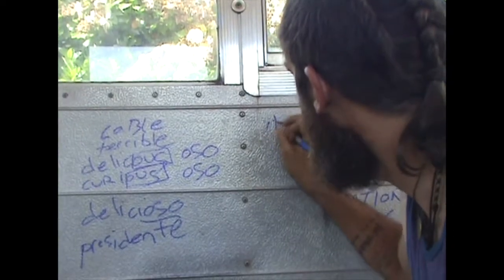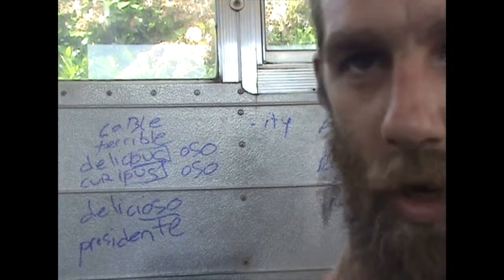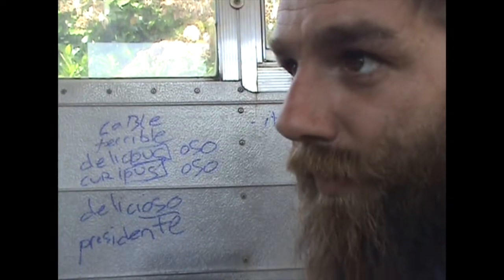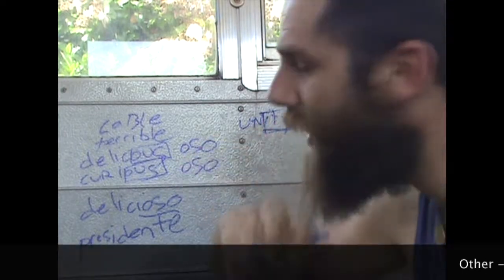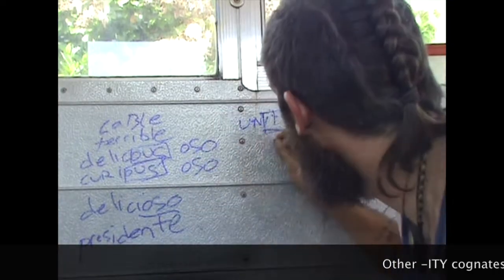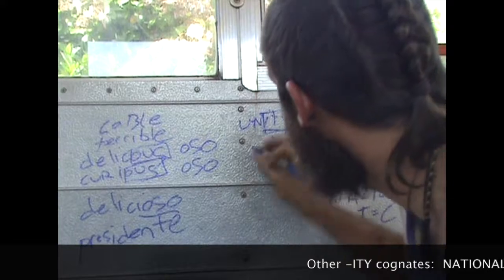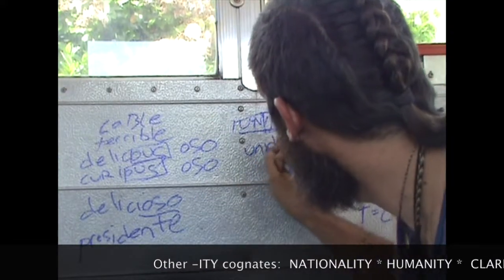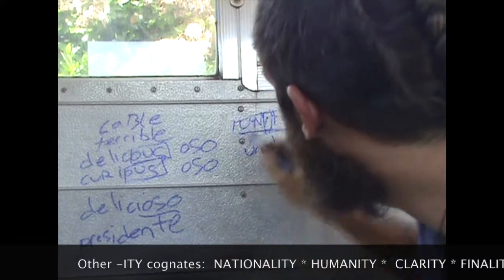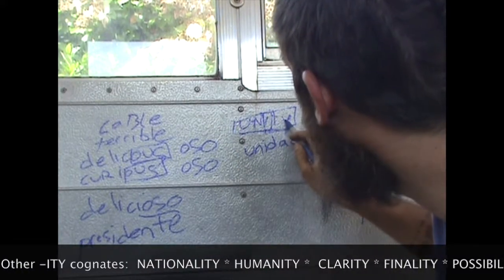Any words that end in I-T-Y, if you can think of community, unity, all these I-T-Y words end in D-A-D, and it maintains the stem of the word. So you have unidad. So the T-Y turns into the D-A-D.